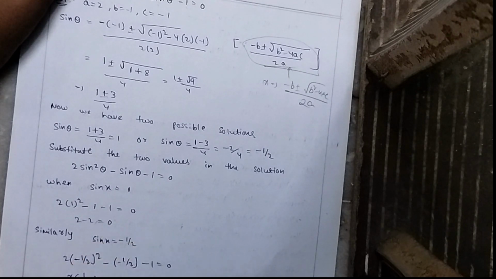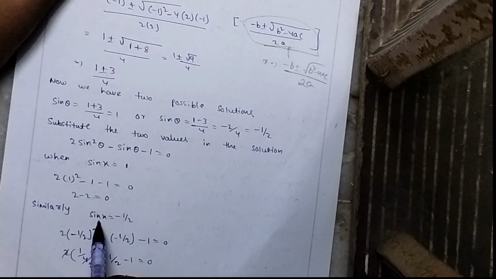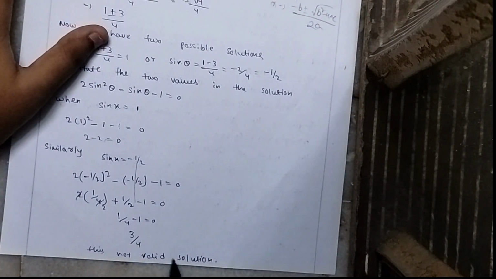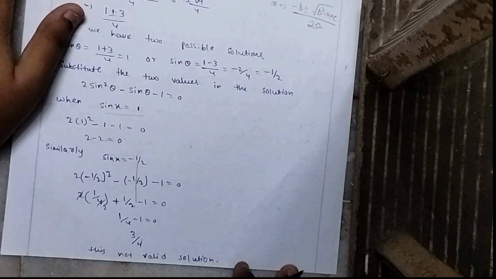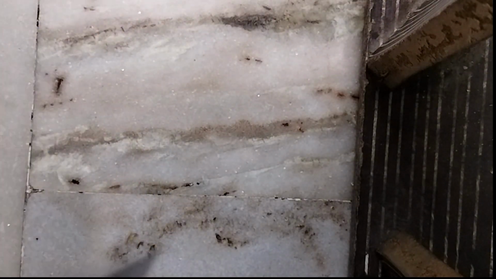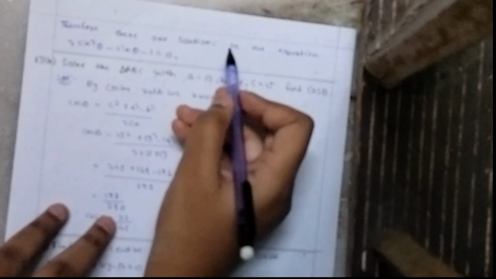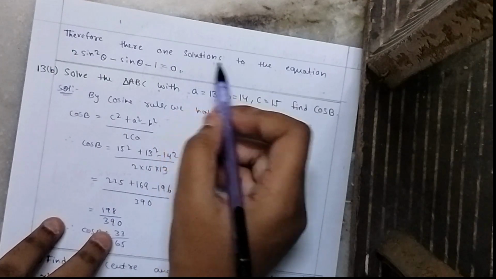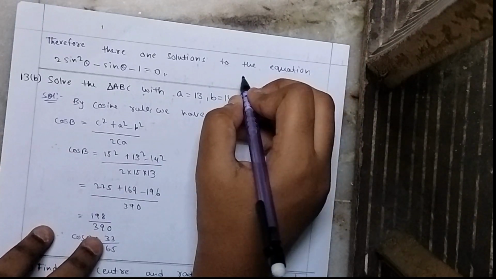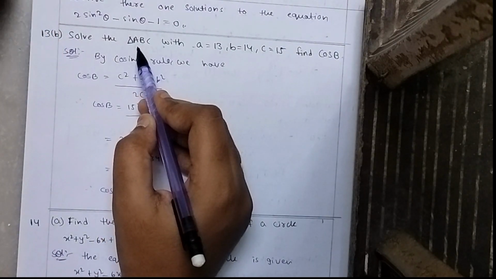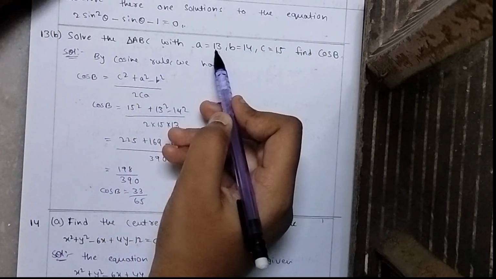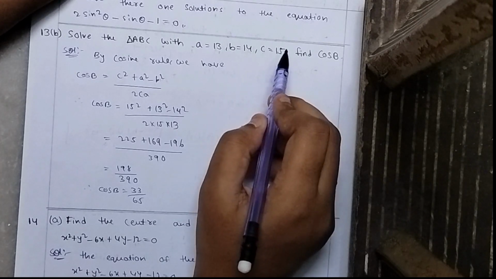is 0 here. And if we substitute sin x equals minus 1 by 2 in this equation, then we get the value 3 by 4. This is not a valid solution. So sin x equals 1 is the right answer. So only one solution. Therefore, there is only one solution to the equation, that is sin x equals 1.